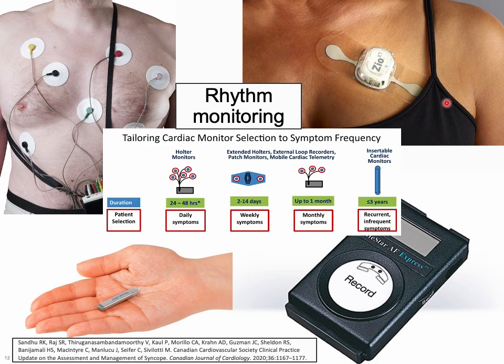Then there are event recorders, which require patients to stick ECG leads on themselves and press record when they feel palpitations, when they think they might be having an arrhythmic event. So it requires a high level of patient interaction. And then there are implantable loop recorders, which are very small and placed in the front of the chest and can record heart rhythms for up to 3 years.